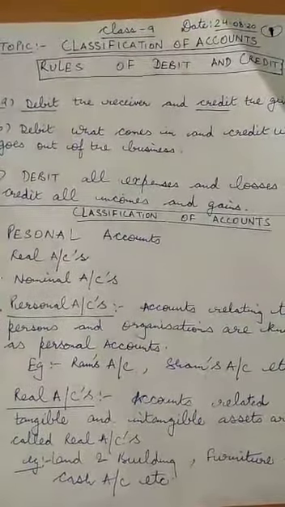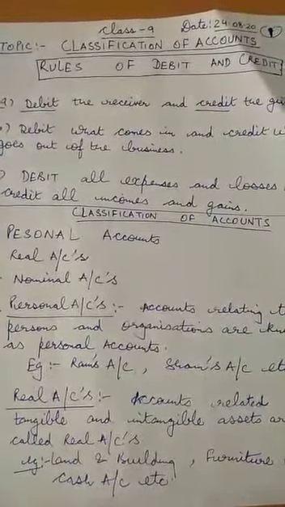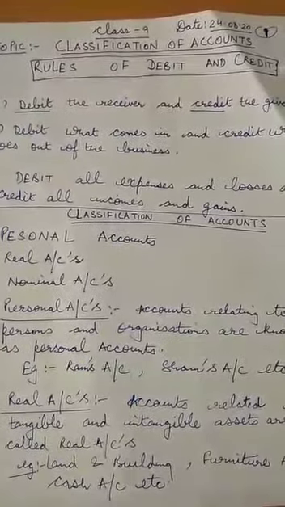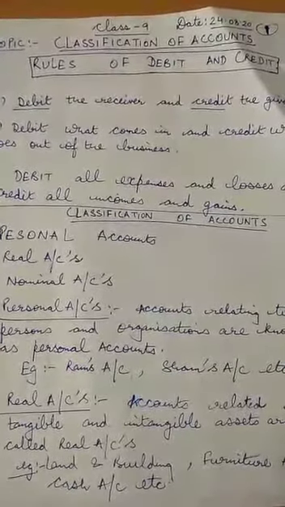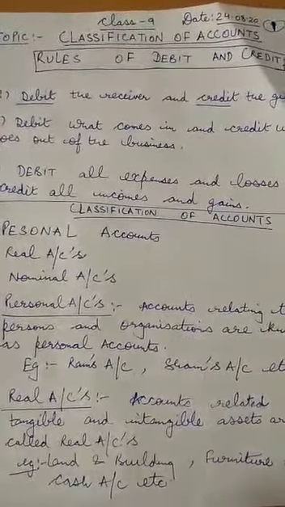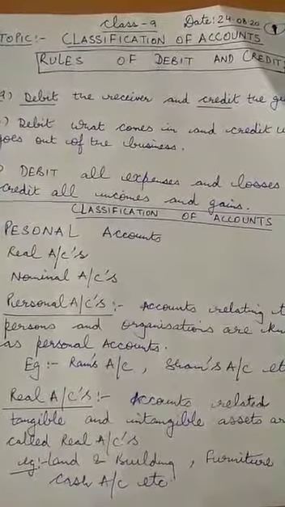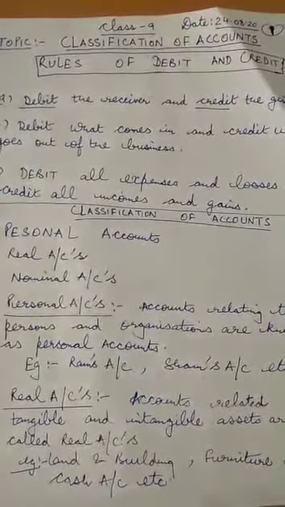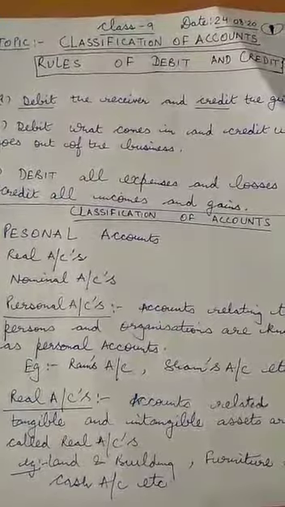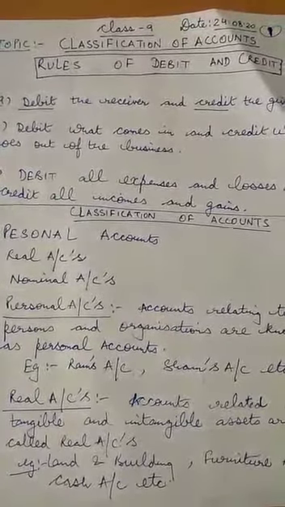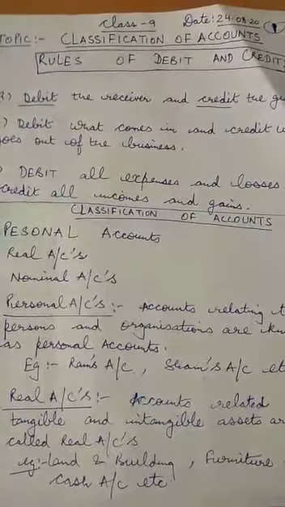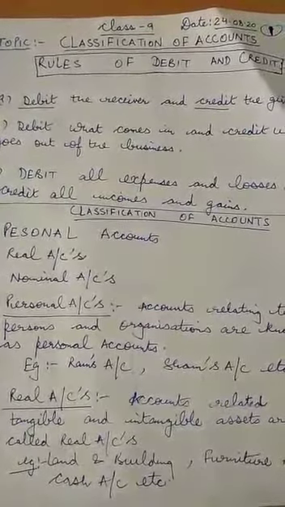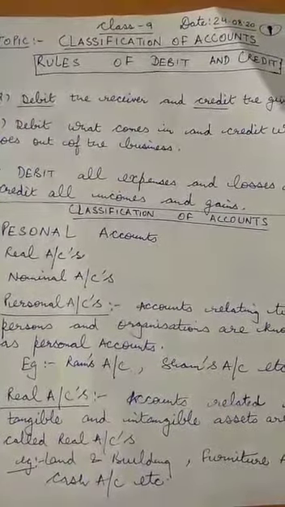So coming back again to the personal account, we were saying that the debit side of the personal account shows how much money the firm is to receive from the person, and similarly the credit side of the personal account shows how much money the firm is to pay to the person concerned. All the balances of the personal account, children, are shown in the balance sheet.